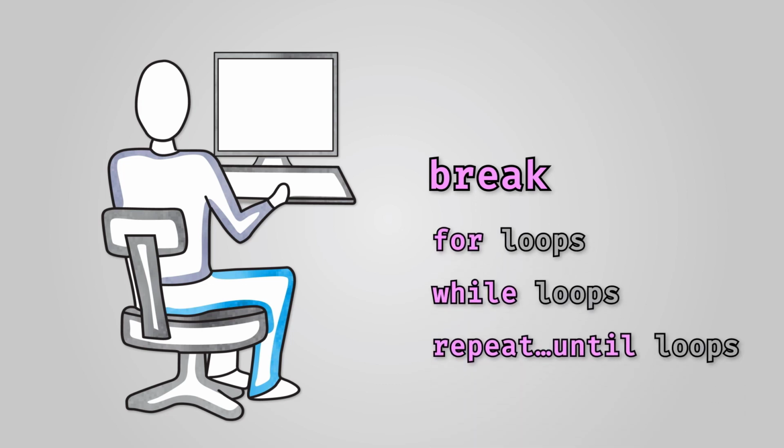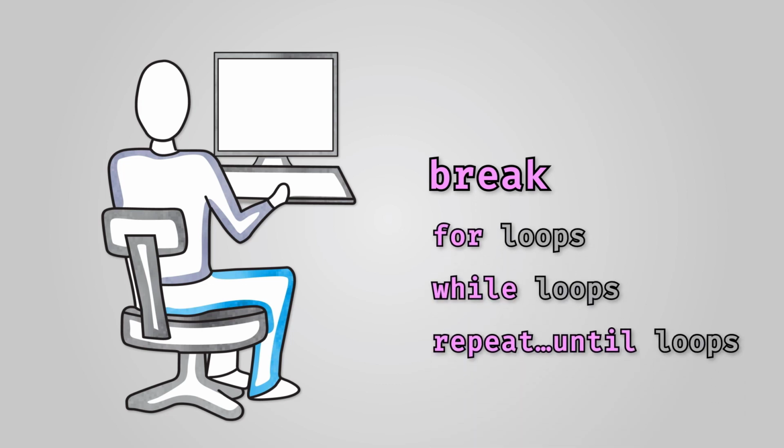Python doesn't actually have an equivalent to this do until loop. We can create something that works like this using something called a break command. The break command is used to end a loop before it is actually completed. We can use them with for loops, while loops, and repeat until loops to allow us to exit the loop in special cases where certain conditions are met.